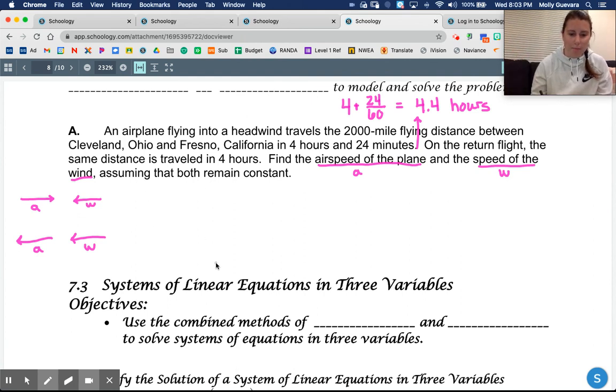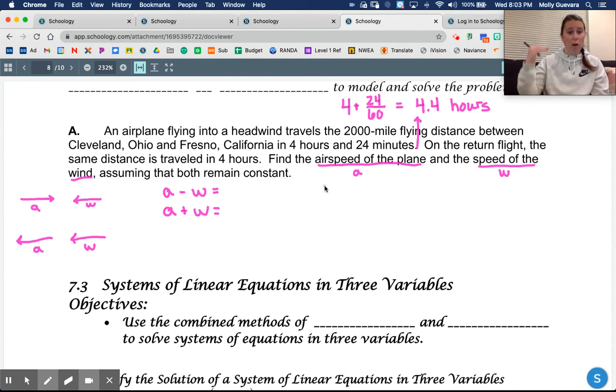So this tells me that here it's the airspeed of the plane minus W is one equation. And let's just leave it because we know that it's 4.4 hours, but we don't know miles per hour, because I want the speed of the plane and the speed of the wind. So we'll look at that in a second. So that's the way to Fresno. And then on the way back from Fresno, the wind was going with the air, so you're adding those together. So let's look at how we can come up with that.